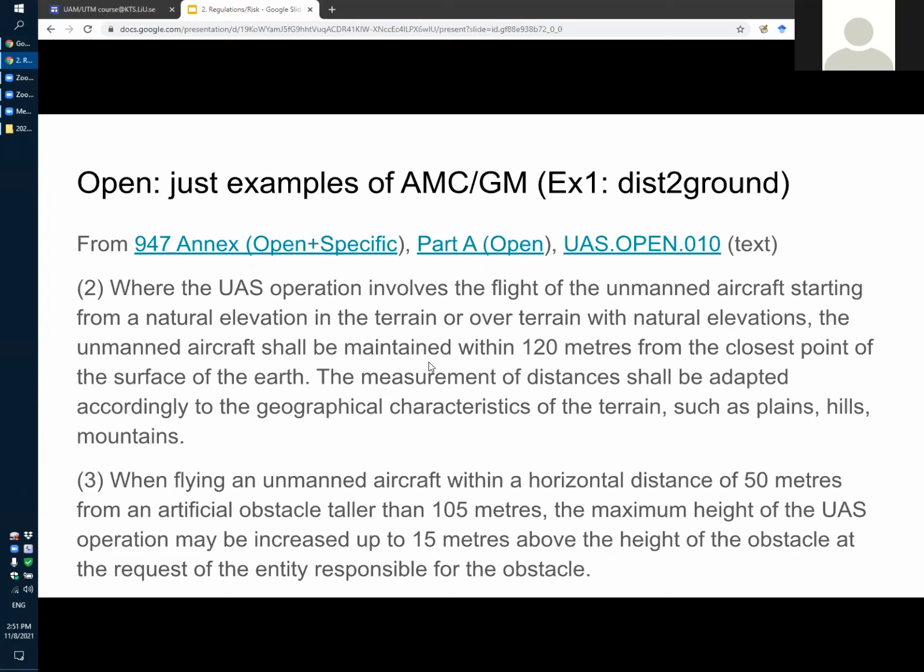For the open category, let me just give a couple of examples of why acceptable means of compliance and guidance materials are good. One is this distance to the ground, at what height you can fly. So again, I have some links to the easy access rules. And well, there is some text that describes where you can fly and so on. And you see this number 120 meters and 15 meters and so on.